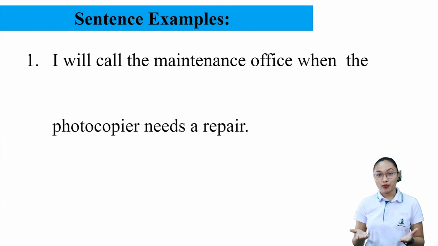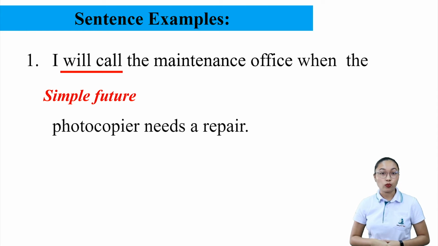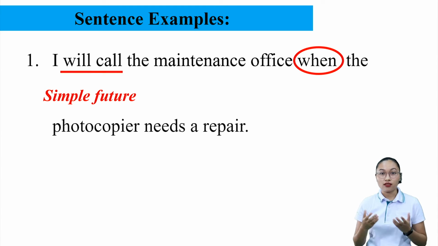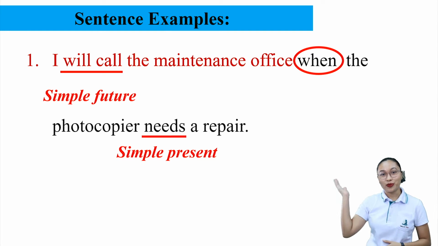Let's have sample sentences. Number 1. I will call the maintenance office when the photocopier needs a repair. The tense in the main clause is in the future tense, and the time clause starts with the word when. Take note that when the main clause is in the future tense, the tense in the time clause is in the simple present.